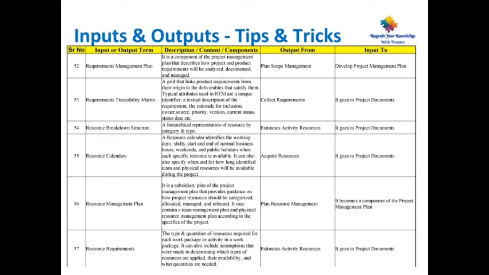Coming to point number 57, resource requirements, the types and quantities of resources required for each work package or activity in a work package. It can also include assumptions that were made in determining which types of resources are applied, their availability and what quantities are needed. It is the output from estimate activity resources and it goes as input to project documents.